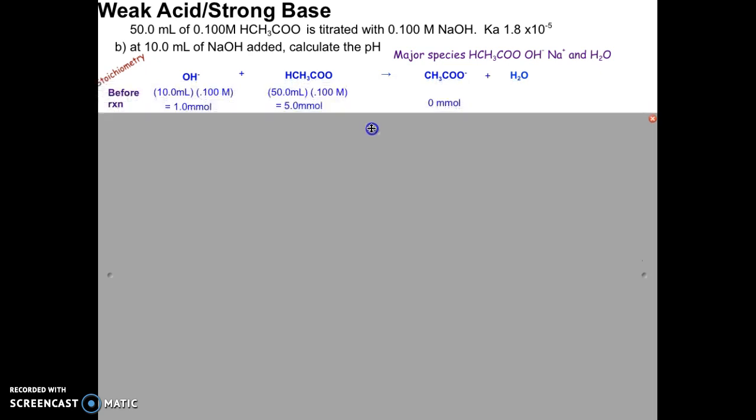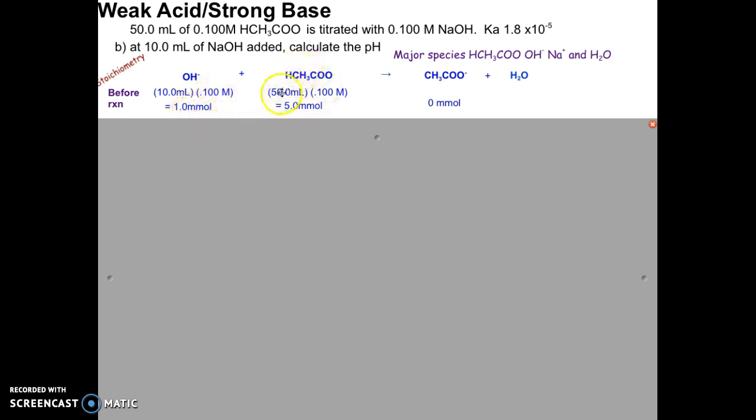So the first thing you have to understand is that the hydroxide from the sodium hydroxide is going to want to rip off the H from this acetic acid. The stoichiometry that's actually happening is that the hydroxide you added is going to rip off the hydrogen ion, and it's going to make the acetate ion and water. So here's the stoichiometry piece. Before the reaction, you had 10 mL, the concentration was 0.1, so you had 1 millimole.